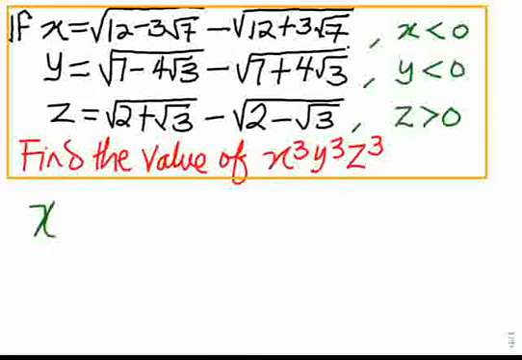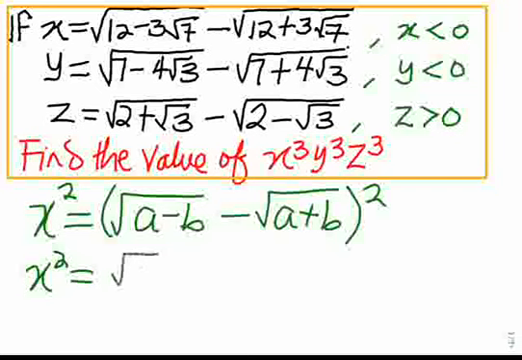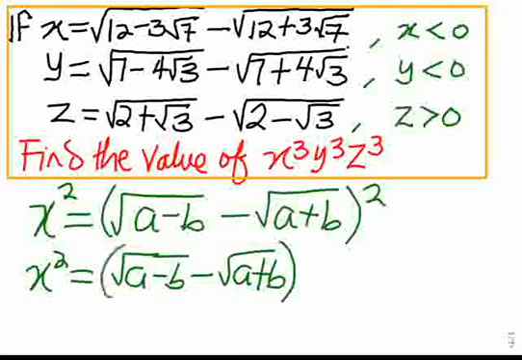If you look at the expressions very well, you will notice that each of the expressions is in this form: square root of a minus b minus square root of a plus b. We can use this to represent each of the expressions there. Firstly, I am going to square both sides. Squaring both sides simply means we are multiplying square root of a minus b minus square root of a plus b by itself. So I've written that out.